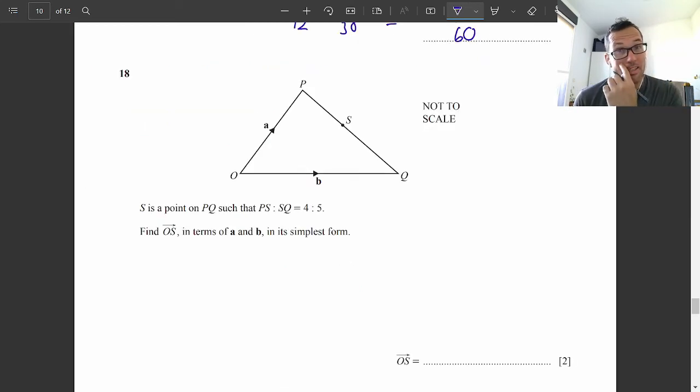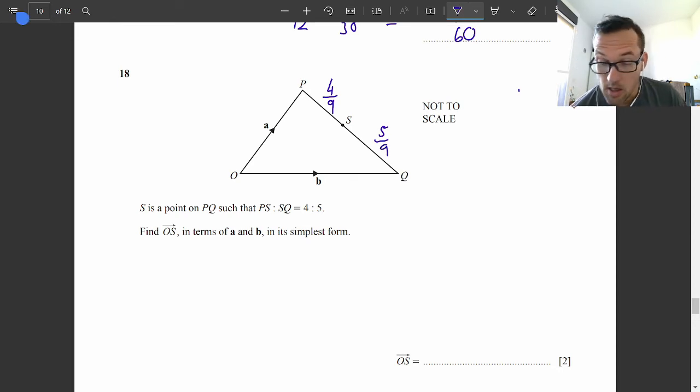Question 18. The examiner's report says this is one of the questions where most students lost a mark. One of the hardest questions in the paper. Let's go through this slowly. See, it's not that hard. You can do it. S is a point on PQ such that PS to SQ is 4 to 5. So that piece of information means this has a ratio of 4 to 5. What we need to do now is say, right, PQ has been divided into 9 parts, of which PS is 4, SQ is 5. So it means PS is 4/9 of that line and SQ is 5/9.